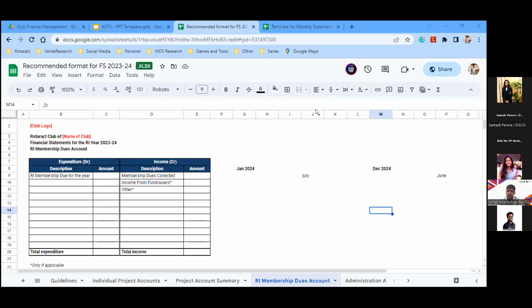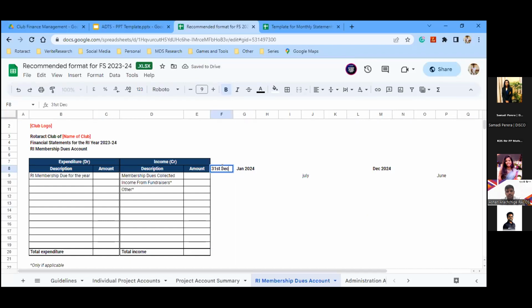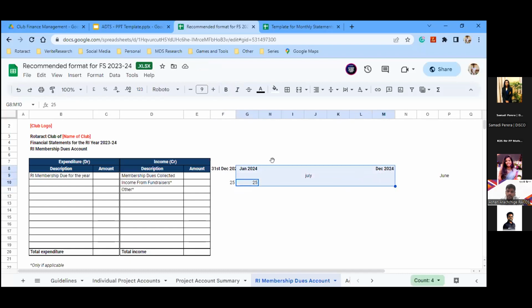So assume the December I mentioned was 31st December 2023, and then you have January 2024. You had 25 members in your club, and in January you get the invoice for 25 members, which is Rotary's assumption that all of these 25 members will continue Rotaract in 2024 throughout.